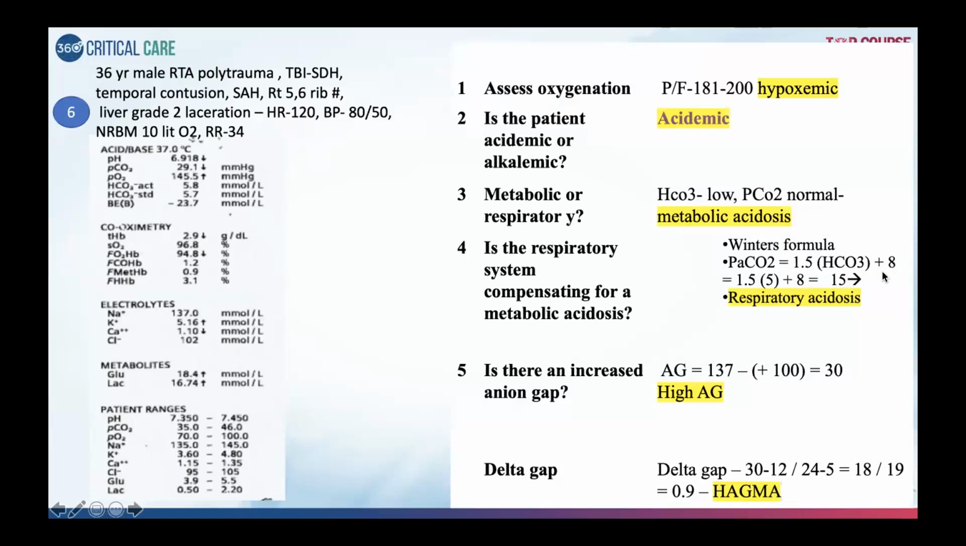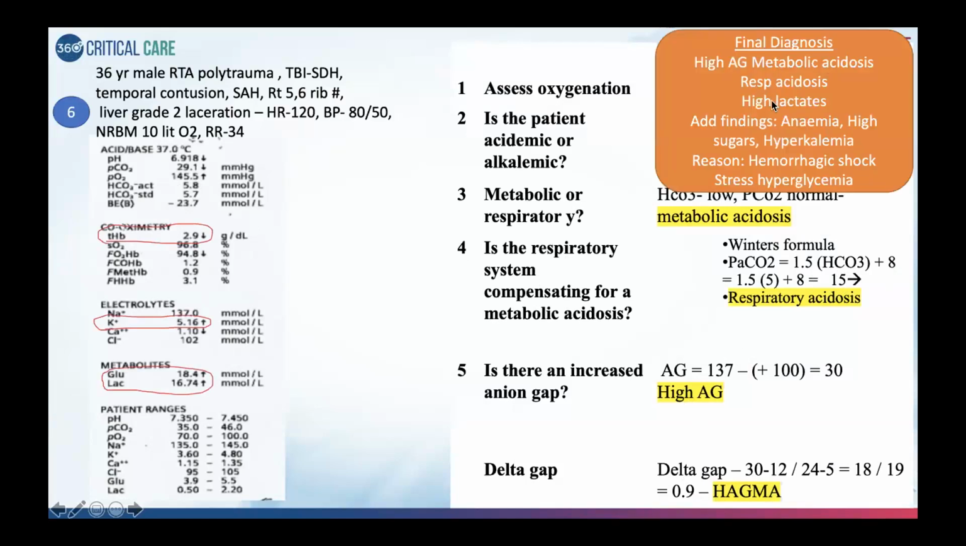Okay, how is the respiratory compensation? So your expected PCO2 is 15, there is additional respiratory acidosis, anion gap is high, and delta gap, there is HAGMA. Okay, so there is high anion gap metabolic acidosis with high lactates. So what are your differentials in this? Additional findings, mention the additional findings. Okay, anemia, hyperkalemia, hyperglycemia. Reason could be hemorrhagic shock, obviously, polytrauma patient, hemorrhagic shock, and this could be stress hyperglycemia in this patient.